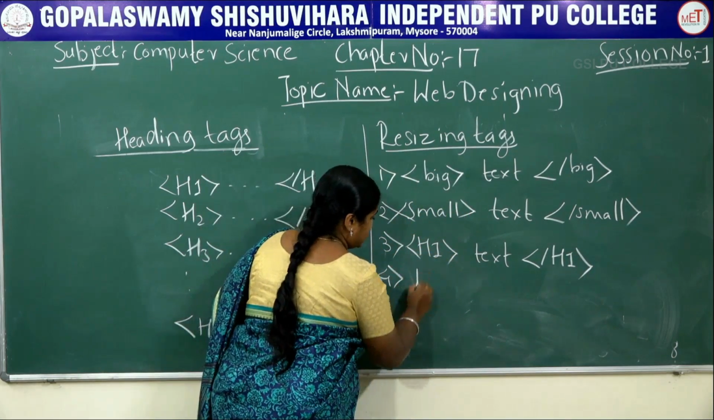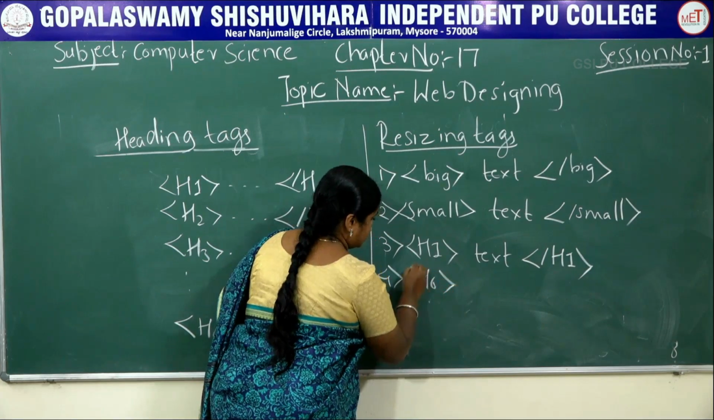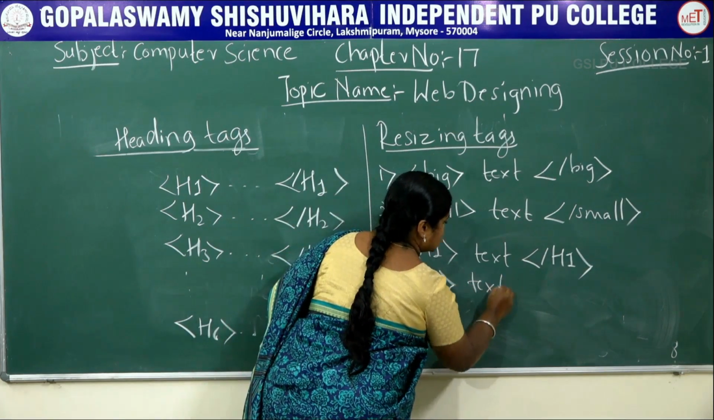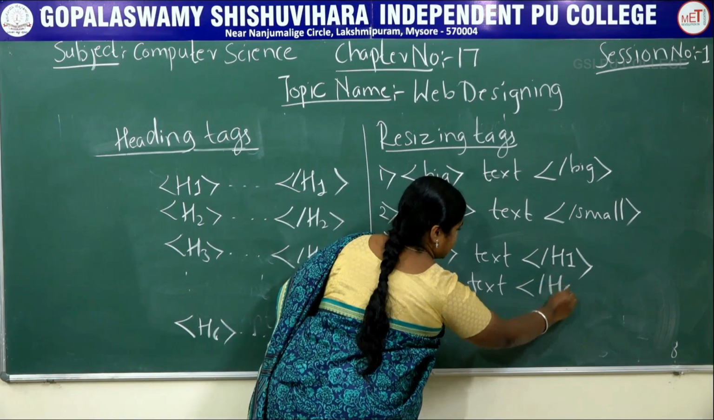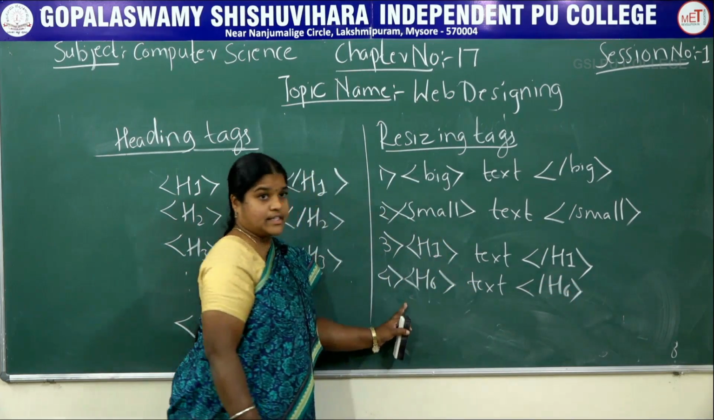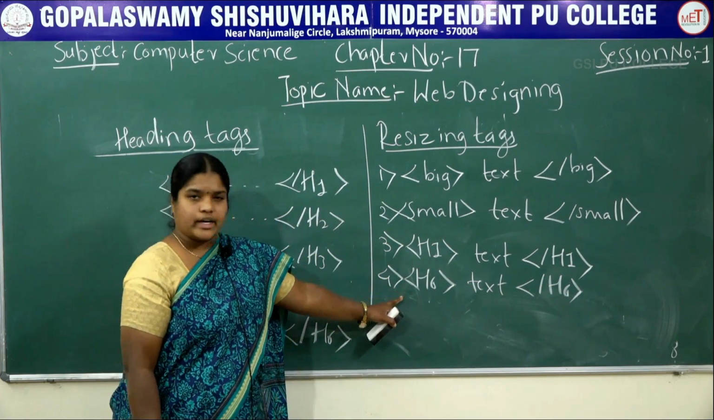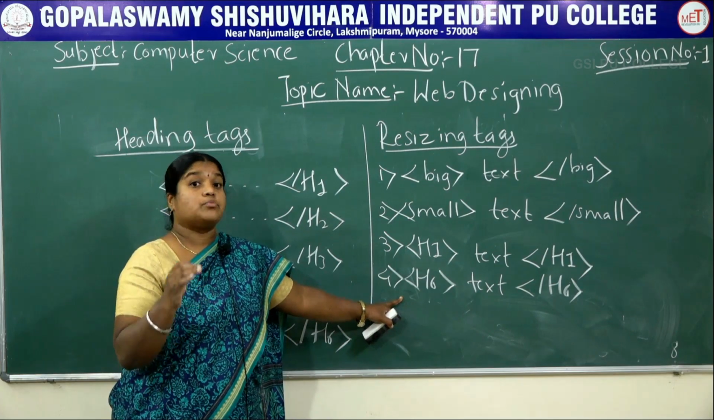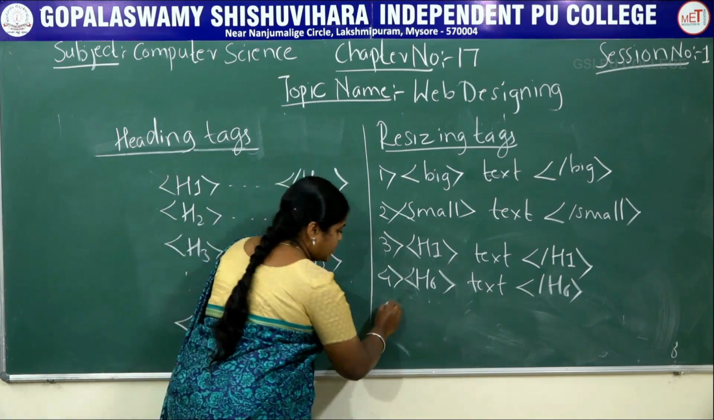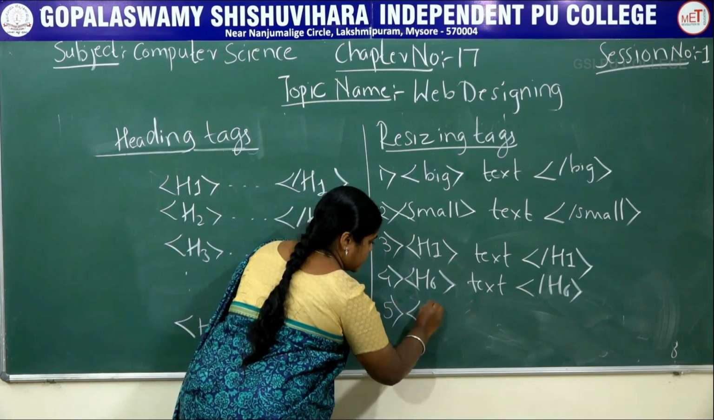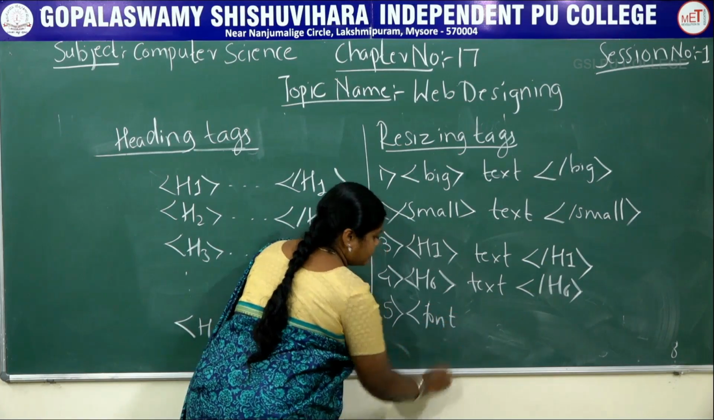After that, then H6 text and /H6. So H6 is also a heading tag which will give you the smallest font size. Then the next we are going to study is the font tag.